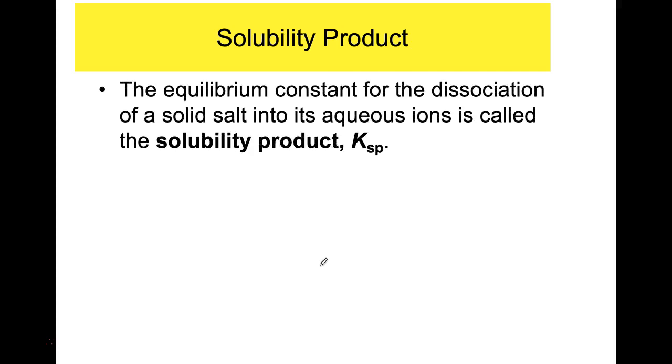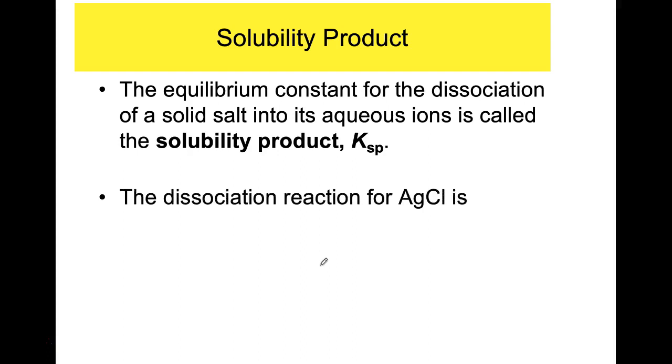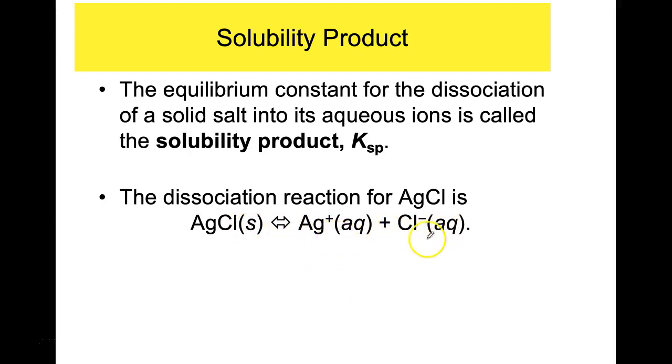Solubility product. The equilibrium constant for the dissociation of a solid salt into its aqueous ions is called the solubility product, KSP. The dissociation reaction for silver chloride is AgCl, solid, in equilibrium with Ag positive ions and chloride ions. Notice now that's a solid and these two are in solution. So when we write the KSP, we're going to be dropping off the solid.